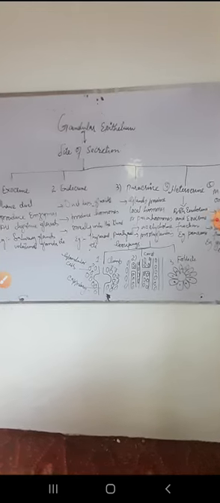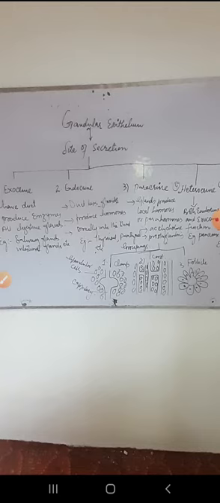The second is endocrine glands. Endocrine glands are ductless glands. They produce hormones directly into the blood. They don't have ducts. Examples include various types of endocrine glands such as thyroid gland and parathyroid gland, and their secretion is called hormones.